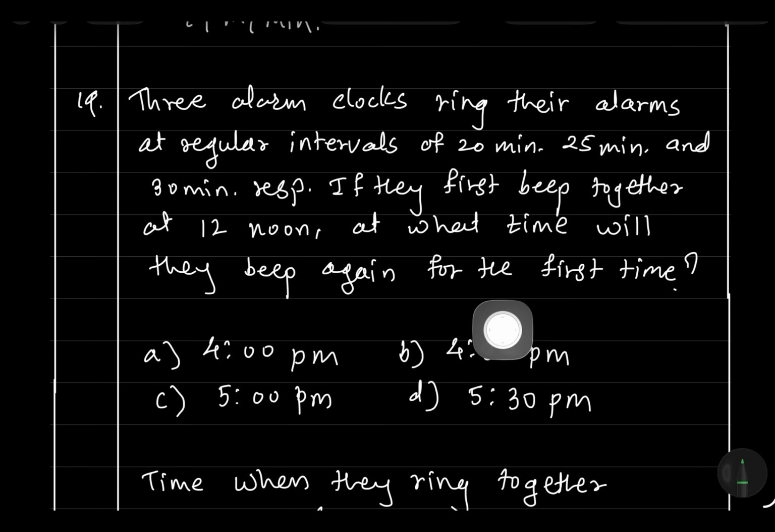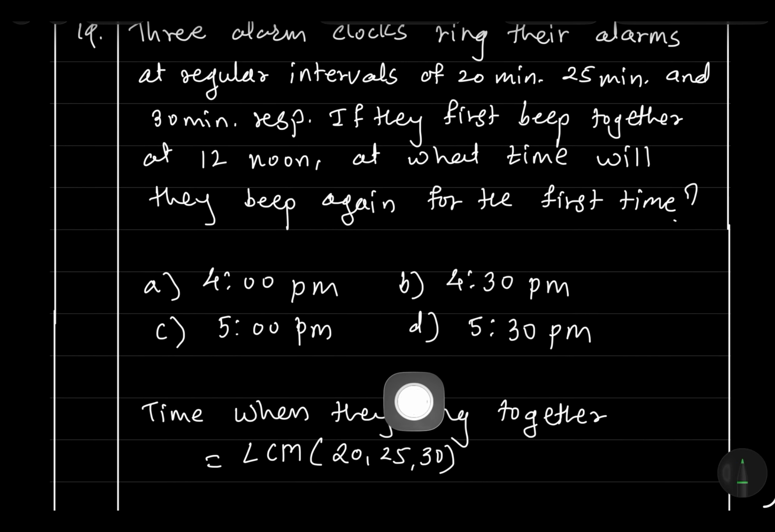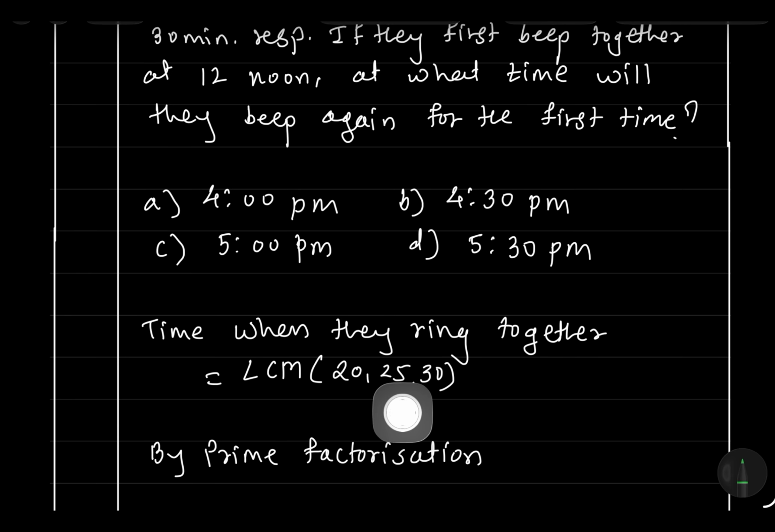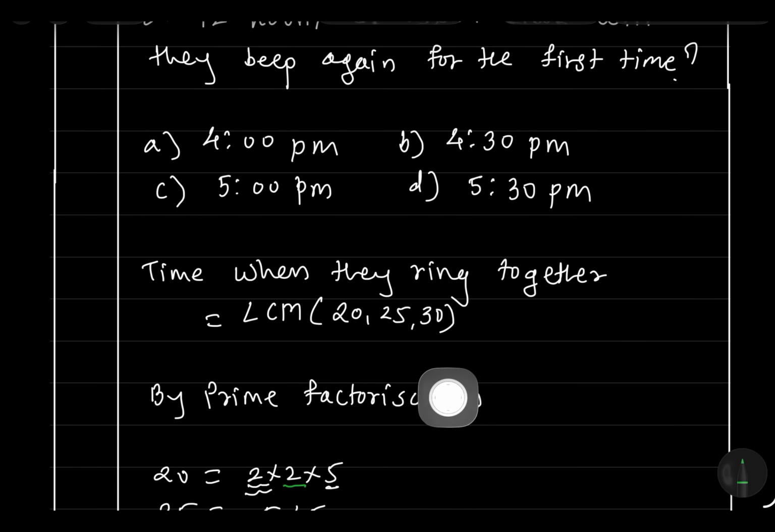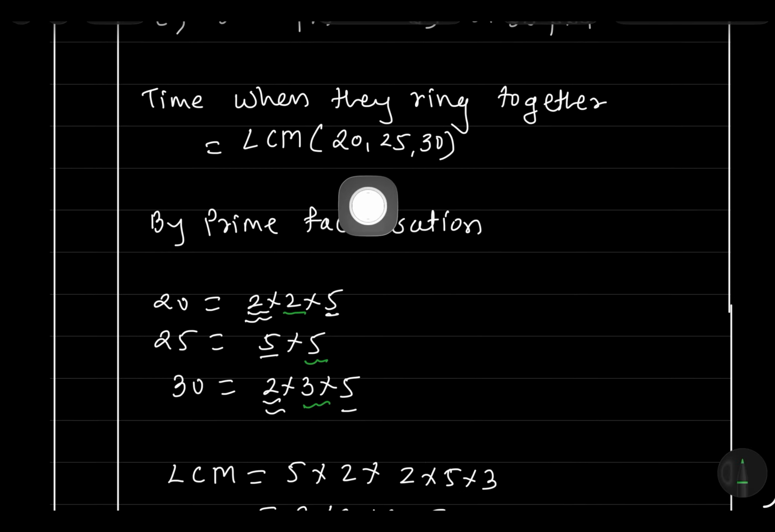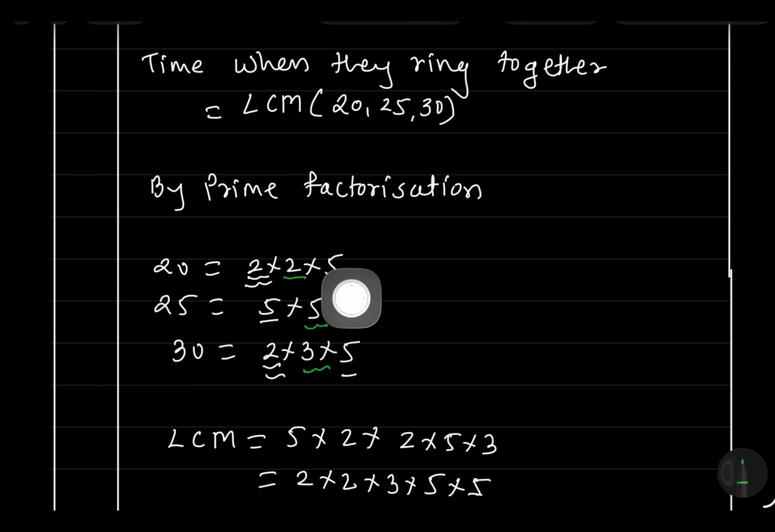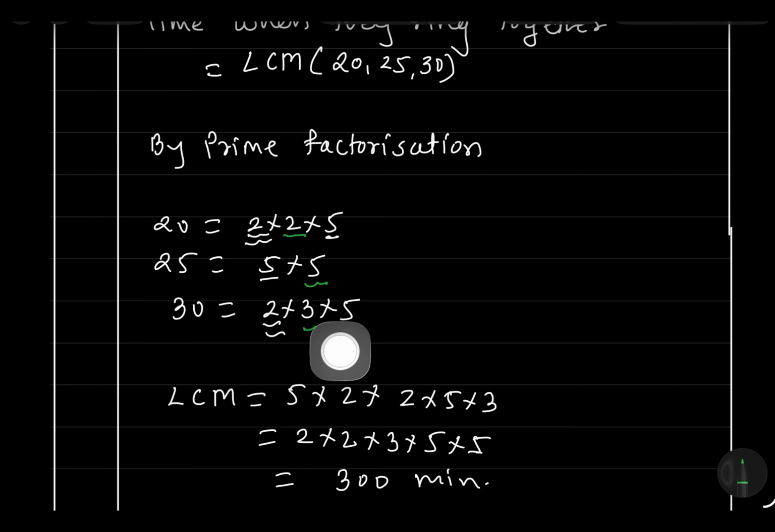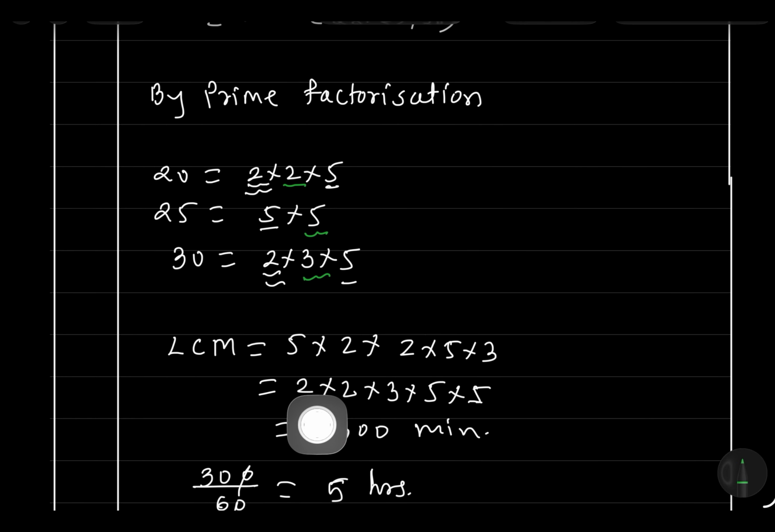So for that, the first time their intervals coincide means we have to find out the LCM. Options are given, and the time when they ring together means we have to find the LCM. 20, 25 and 30, by prime factorization: 20's factors are 2 into 2 into 5, 25 is 5 into 5, and 30 is 2 into 3 into 5. These are small numbers, so you can directly find these factors. For the LCM, you have to take the common factors. So which is the common here?